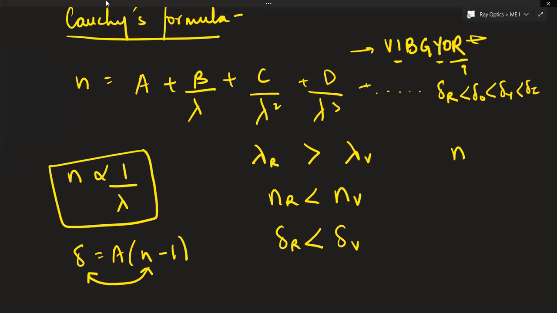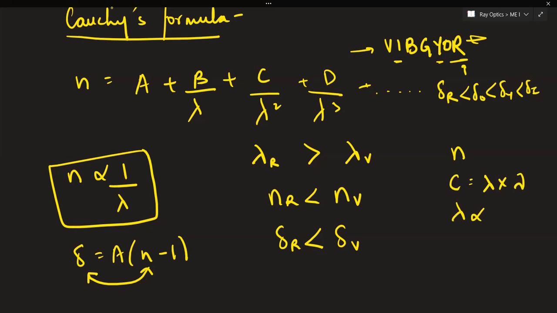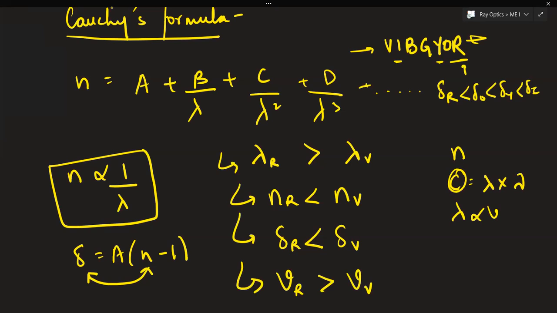Refractive index, see, speed of light is equal to wavelength into frequency. So wavelength and velocity both are directly proportional to each other. So velocity will go in hand with whatever conclusions you will be obtaining for the wavelength. So these are some points that have to be noted in terms of your Cauchy's formula. From your Cauchy's formula, such questions are only possible.